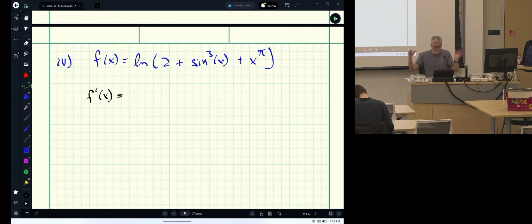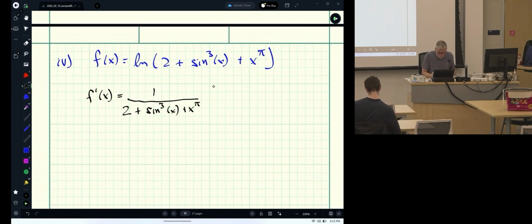So it's an f composed with g. What is the outside function? Yeah, the outside function is the natural logarithm of x. So what's the derivative of log of x? 1 over x, okay. And so we put 1 over, and then we evaluate it at what's inside. So 1 over 2 plus sine cubed of x plus x to the pi.